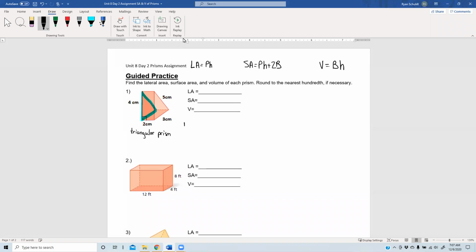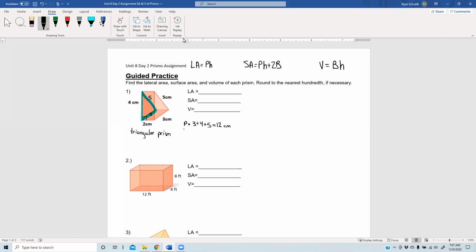So let's do that. Perimeter of our base. One side I see is 4. This side is 5. This side is 3. So 3 plus 4 plus 5. Add those together and we get 12 centimeters.